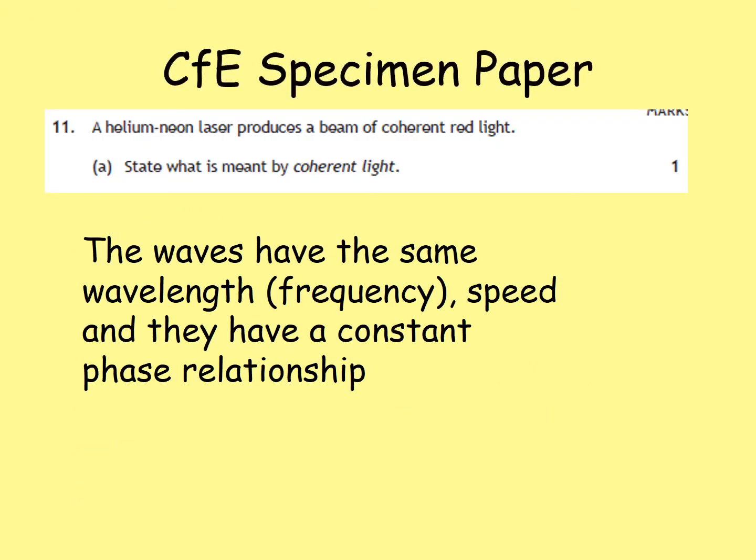This is a common question within the CFE Higher Physics course, as shown here in the specimen paper. We're asked to state what is meant by coherent light. All we need to state here is that the waves have the same wavelength or frequency, speed, and they have a constant phase relationship.